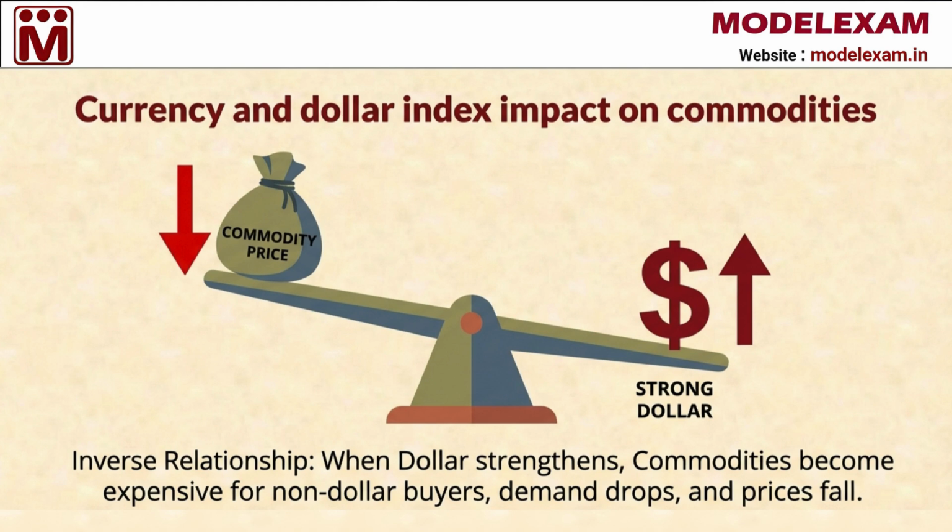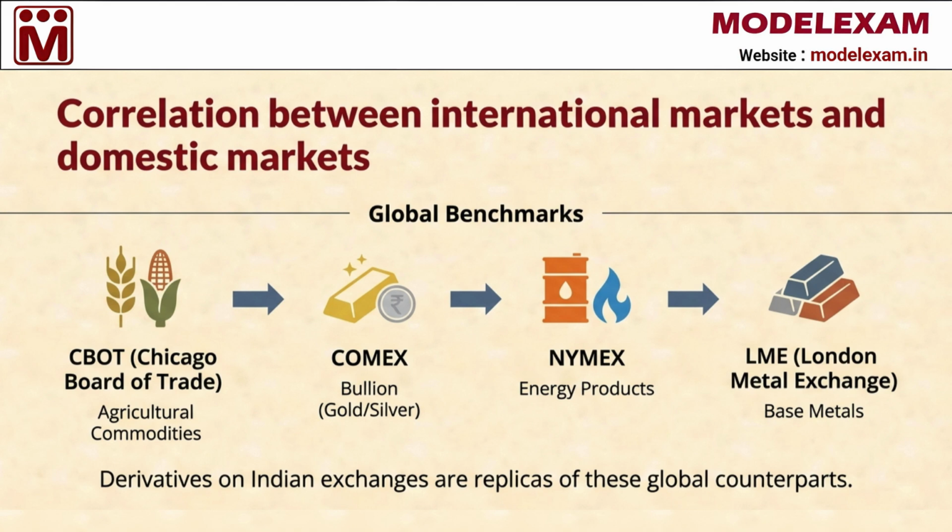This is because a strong dollar makes commodities more expensive for buyers who use other currencies, so the demand drops. Conversely, if the dollar weakens, commodities become cheaper for foreign buyers and prices tend to rise. Since these markets are global, there is a strong link between international markets and domestic markets.